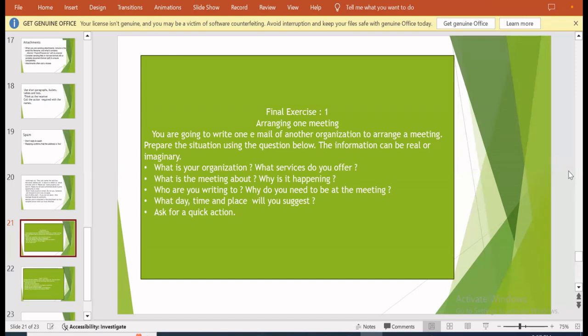What is your organization? What service do you offer? What is the meeting about? Why is it happening? Who are you writing to? Why do you need to be at the meeting? And what date, time, and place will you suggest? Ask for a quick action. So I am giving an imaginary situation, and you are getting this information and you will write it. What happens in the organization? Your senior will give you one story, and on that story you have to write an email.